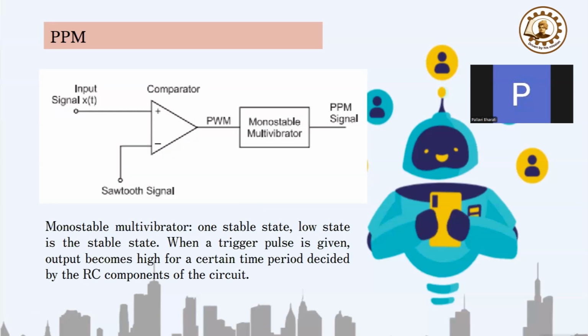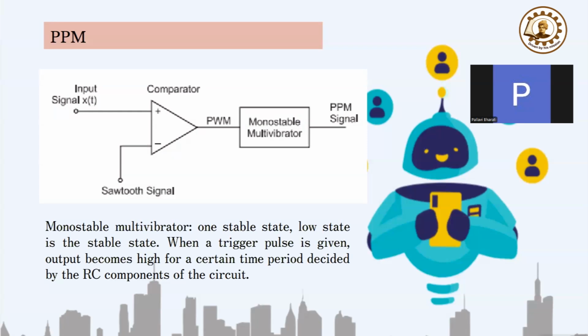You will use a monostable multivibrator. Now, what is the function of the monostable multivibrator? It has one stable state. The low state is taken as the stable state, and whenever a trigger pulse is given, the output will become high for a certain time period decided by the RC components of the circuit.